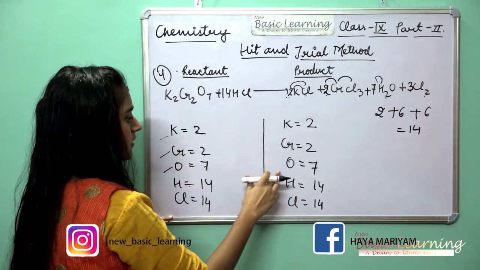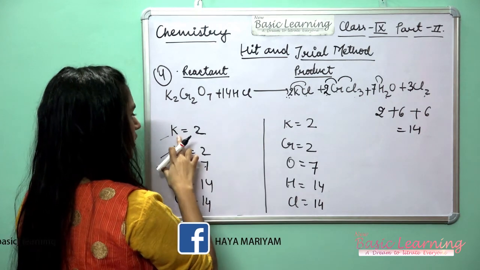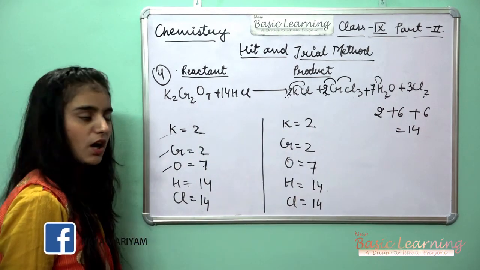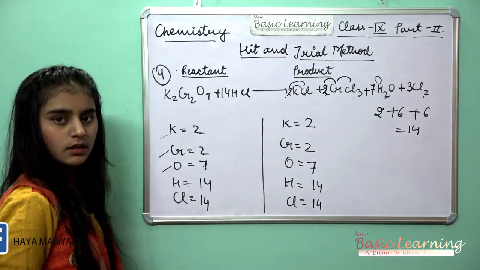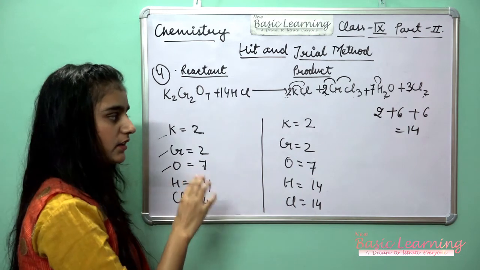So here hydrogen is 14, here hydrogen is also 14, chlorine is 14, chlorine is also 14, oxygen is 7, chromium is 2, here also chromium is 2, potassium is 2, and here also potassium is 2. So now this equation is completely balanced. Now write it in the proper form.